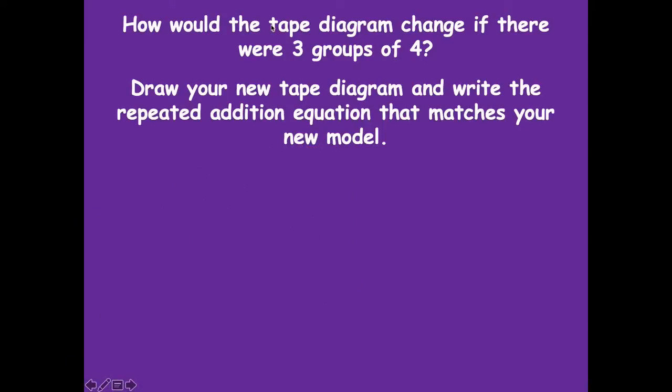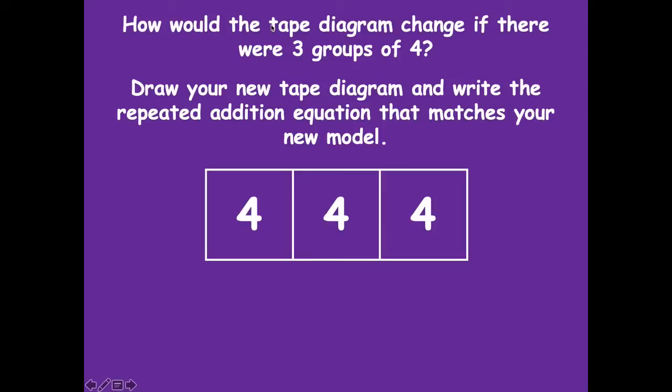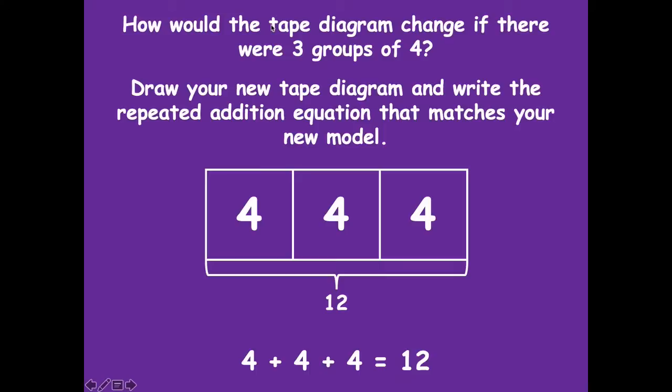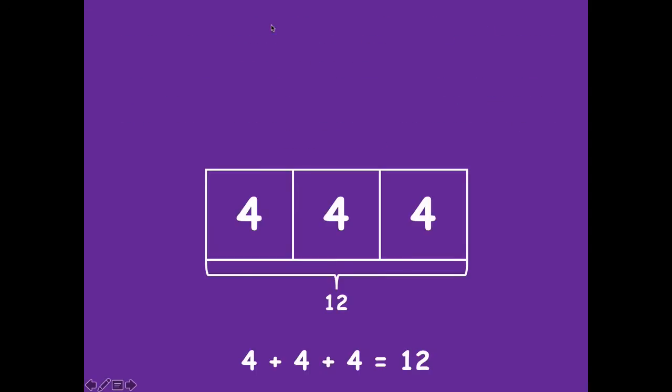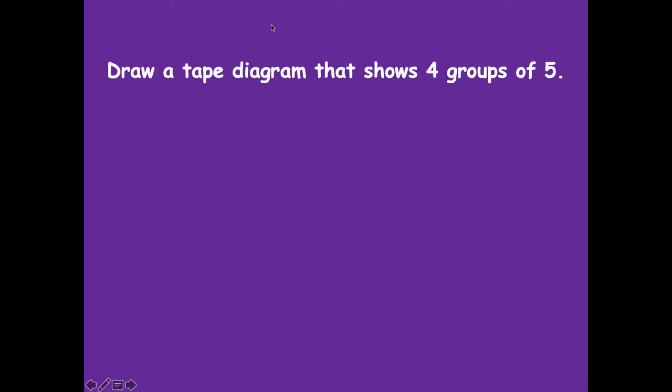All right, friends, make sure to pause if you need more time. Here is my tape diagram where there are 3 groups with 4 in each group. My repeated addition sentence would be 4 plus 4 plus 4. There are 3 4s because I have 3 groups. And we could model that by saying this equals 12. So 3 groups of 4 is 12. You got it. All right, so let's draw a tape diagram that shows 4 groups of 5.